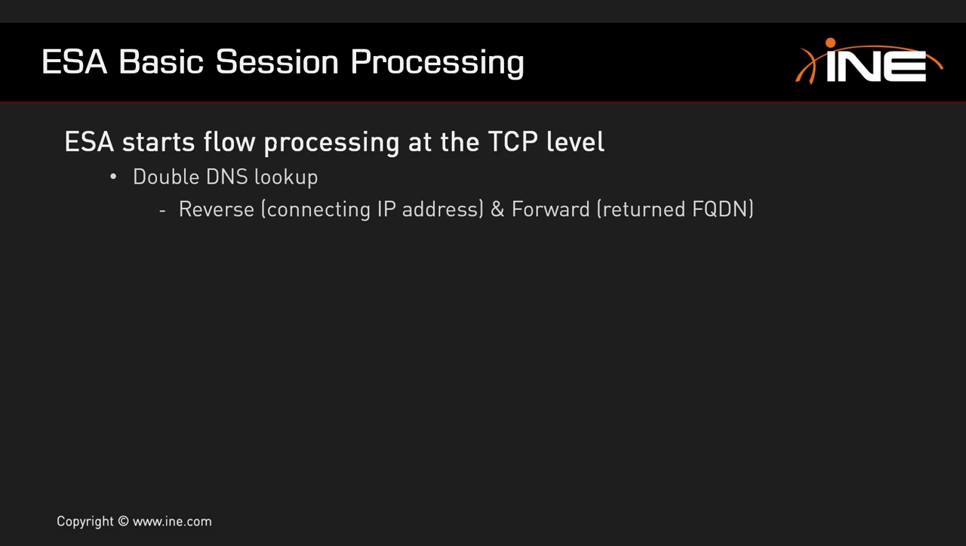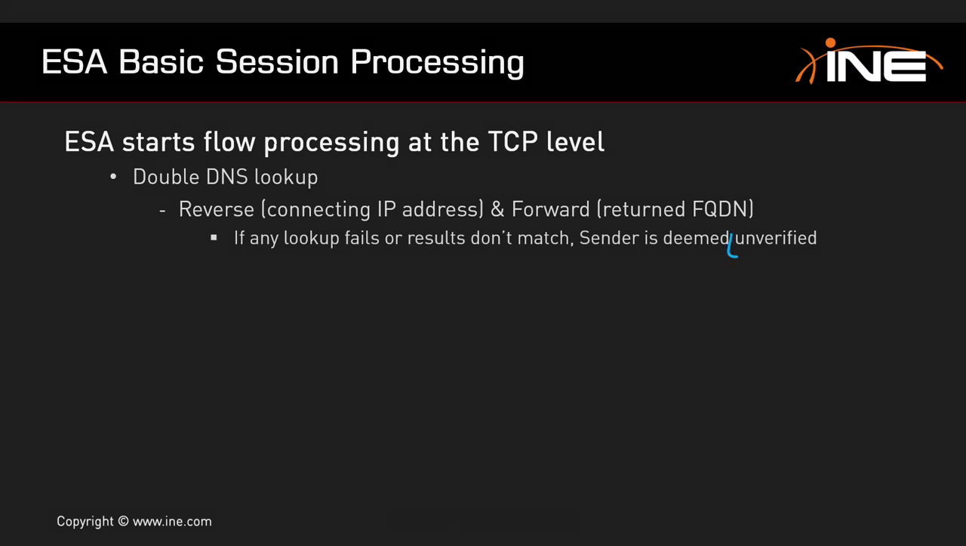You could have a situation where one of the lookups fails, like when the server was configured with just one of the two records, or maybe the results will not match, in which case the sender would be deemed unverified. And this technically doesn't break anything on its own, but this information can then potentially be used in the sender definition, in the sender group definition, as one of the conditions. So this information is something that you will be able to use as you configure the ESA. Right, and this is exactly the first thing that ESA does on a new connection.